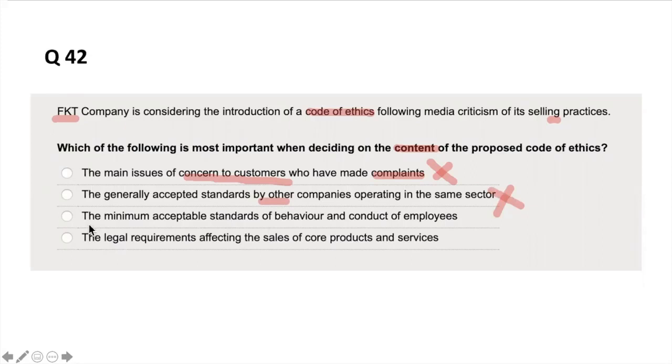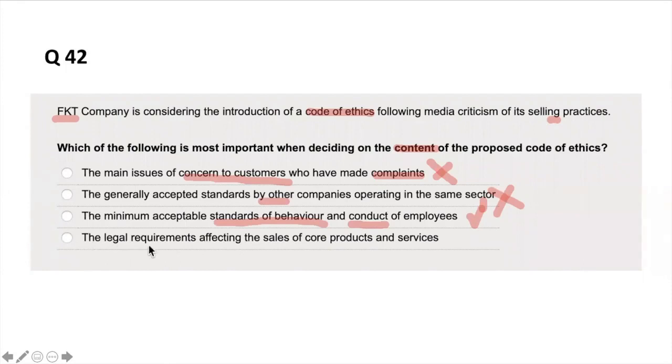The third answer, the minimum acceptable standards of behavior and conduct of employees. I like the word behavior. This is very important. So yes, I think this is the answer. Which of the following is most important when deciding on the content? The most important is to have the minimum acceptable standards of behavior. What do you want your people to do? What's the minimum that your people should do? How should they conduct their business? How should they behave with their clients? How should they behave with their colleagues and fellow employees? So that's a good answer here.